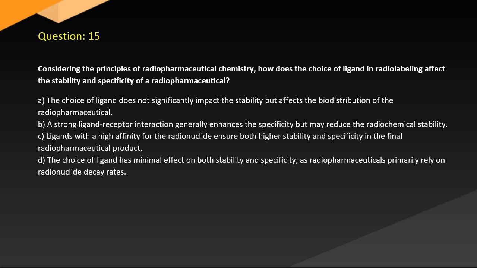Question 15. Considering the principles of radiopharmaceutical chemistry, how does the choice of ligand in radiolabeling affect the stability and specificity of a radiopharmaceutical? A. The choice of ligand does not significantly impact the stability but affects the biodistribution of the radiopharmaceutical. B. A strong ligand-receptor interaction generally enhances the specificity but may reduce the radiochemical stability. C. Ligands with a high affinity for the radionuclide ensure both higher stability and specificity in the final radiopharmaceutical product. D. The choice of ligand has minimal effect on both stability and specificity, as radiopharmaceuticals primarily rely on radionuclide decay rates.